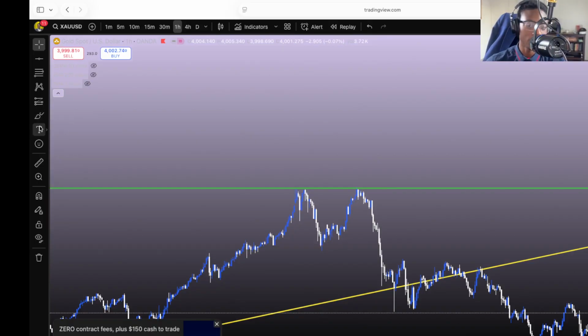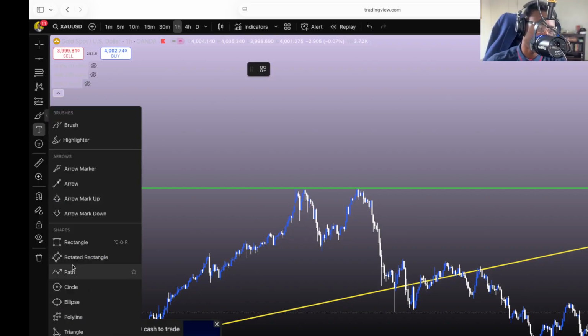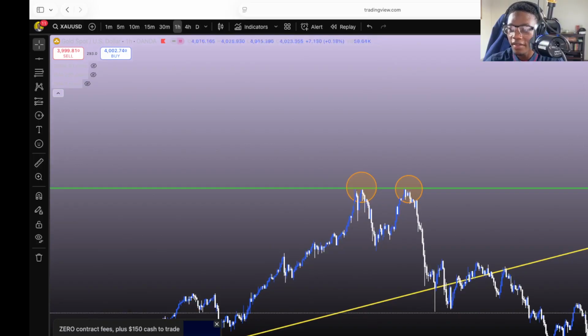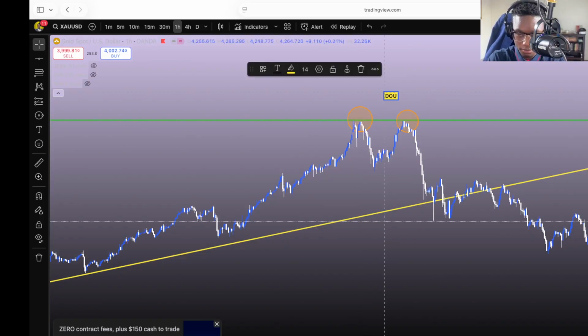What is a double top? A double top is a bearish pattern, and this is what it does. One touch to here, it pretty much equals out. Price failed to break through, and instead it equaled out, showing us that's a resistance zone. And what happens at resistance? Price drops straight down, guys. Easy. Let's go ahead and mark this as a double top.